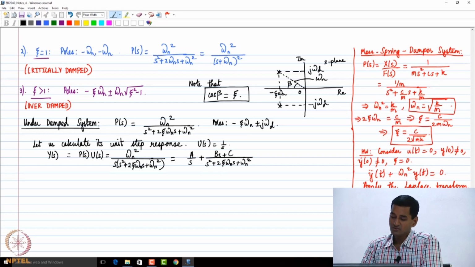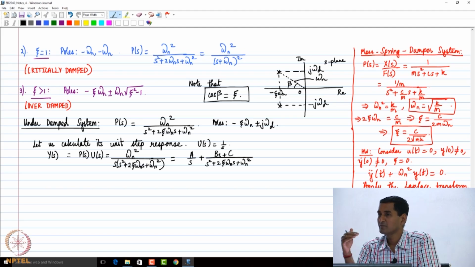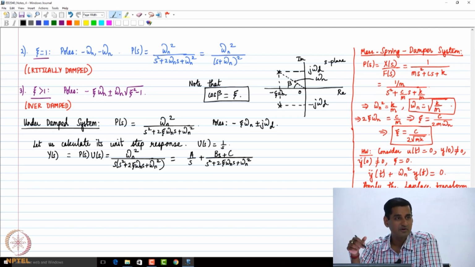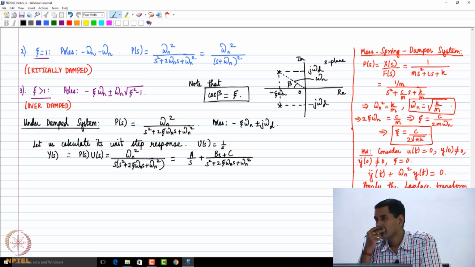So if I do A by s plus Bs plus C divided by s squared plus 2 zeta omega n s plus omega n squared, please remember, if I have an nth order polynomial in the denominator of any partial fraction, the numerator in general is of order n minus 1. One order less. In this case that is a first order polynomial, that's why I am having Bs plus C. Now what will be the values of A, B and C? Can you calculate and tell me?